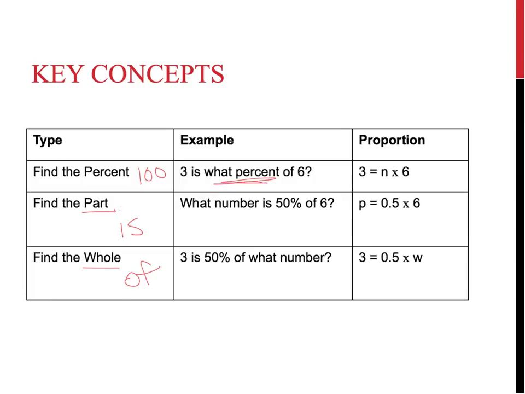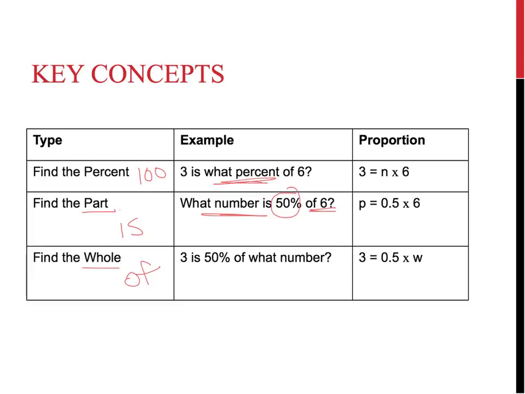It says what percent. We write the equation as 3 equals n times 6. When we have the part, what number is, that's the thing I don't know. 50 is my percent and of is my whole. So P equals, part equals 0.5, we change the 50% to a decimal, times 6.